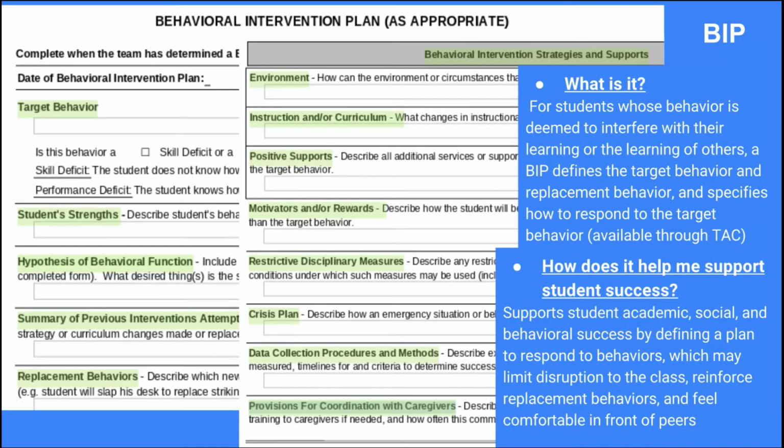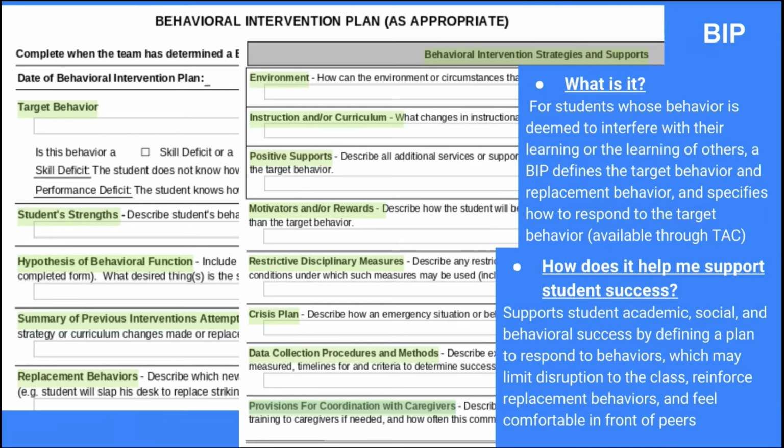A behavioral intervention plan supports implementation of replacement behaviors, those that are more positive than the target behavior, and increase access to the learning environment for the student and their peers. The BIP operationally defines the target behavior or describes what the behavior looks like and the potential function it serves.